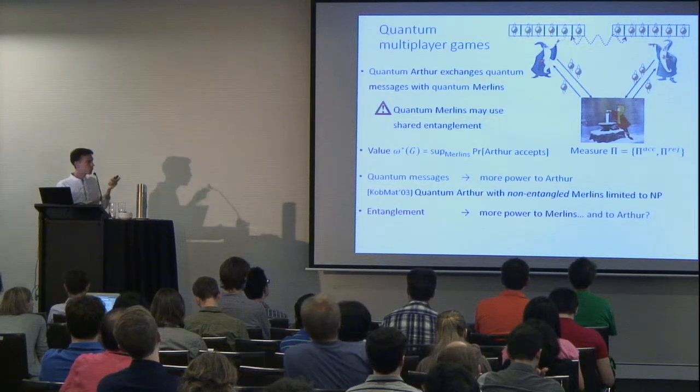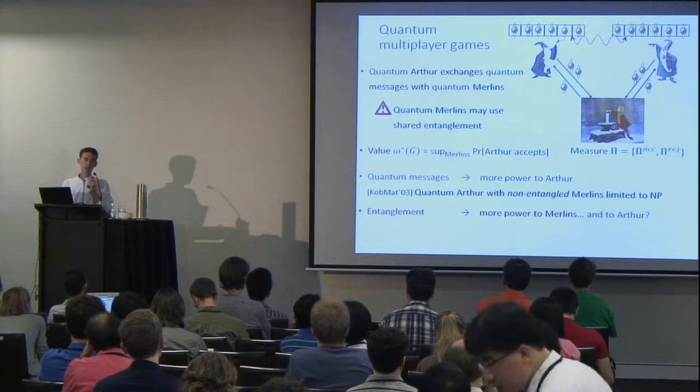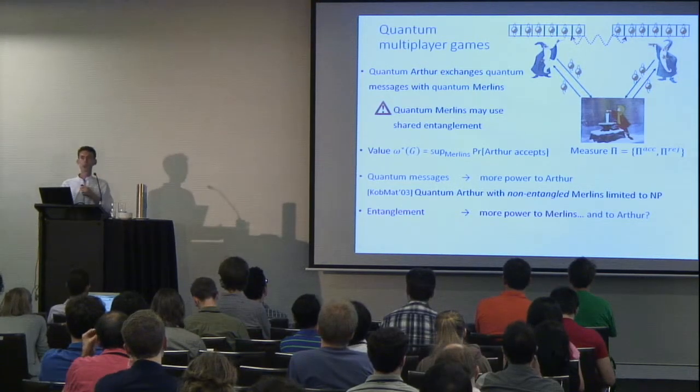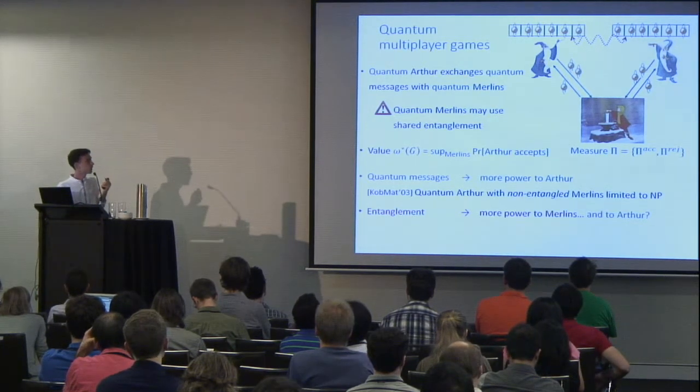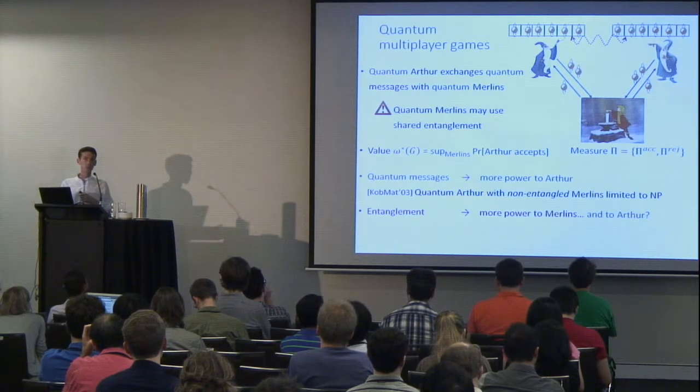But the question we're going to look at in this talk is, okay, could it also be giving more power to Arthur? So in a sense, Arthur knows that these Merlins are using entanglement, right? So could there be some games for which this entanglement is used by Arthur in the sense that he's asking the Merlins to use their entanglement in order to convince him, for instance, that an instance of the three-local Hamiltonian has a ground state of low enough energy.